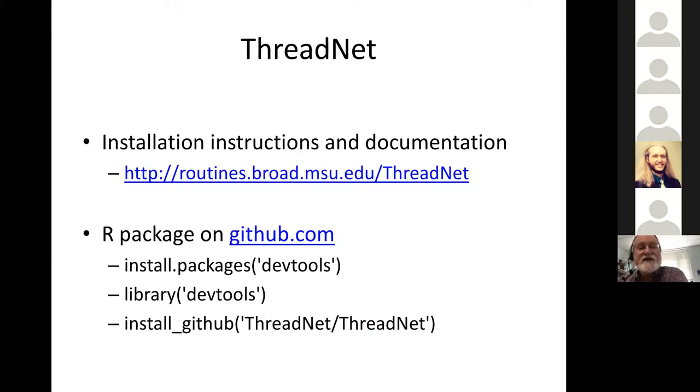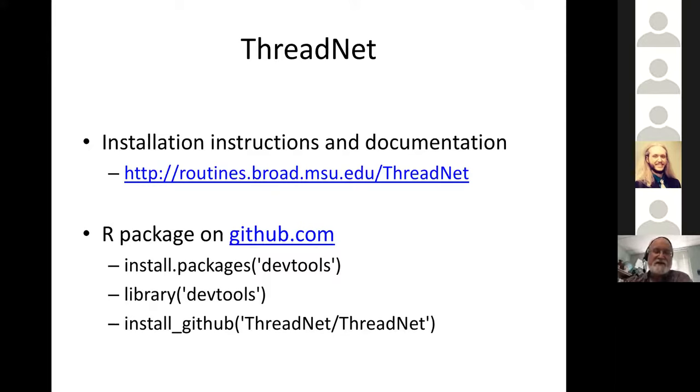If you wanted to actually install this, you would visit this website, routines.broad.msu.edu, and you can either get instructions for installing an R package off of GitHub that has the Shiny app, or you can download installers for a MATLAB version of the program that has some different features. So there's a couple different things that you can actually do. These are new tools that you can use for analyzing and visualizing action patterns.